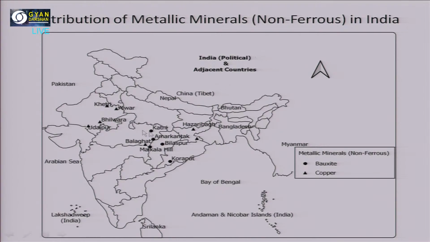Now this is the distribution of non-ferrous metallic minerals. We have given two examples, bauxite and copper, which is very important. And you can see that copper is found in Khetri mines, Alwar, Bhilwara, Udaipur areas of Rajasthan, and then in Hazaribagh and Singhbhum district of Jharkhand also it is found. And bauxite is found in Katni, Amarkantak, Maikala Hill, Bilaspur, Koraput.